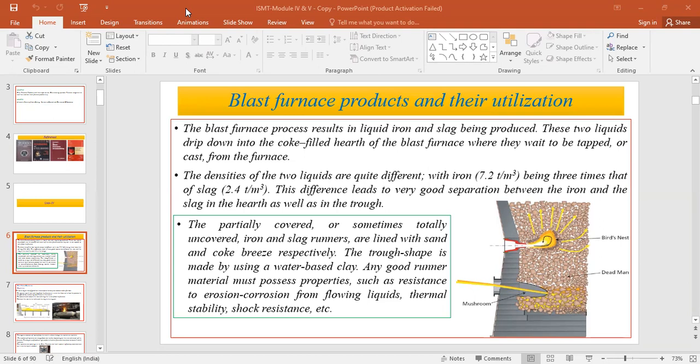So you can see the densities of slag as well as the hot metal. The density of the hot metal will be around 7.2, and the slag will be around 2.4. So this great difference between the densities of the two liquids leads to very good separation of hot metal as well as slag in the hearth part of the blast furnace. Not only that, even in the runner also.